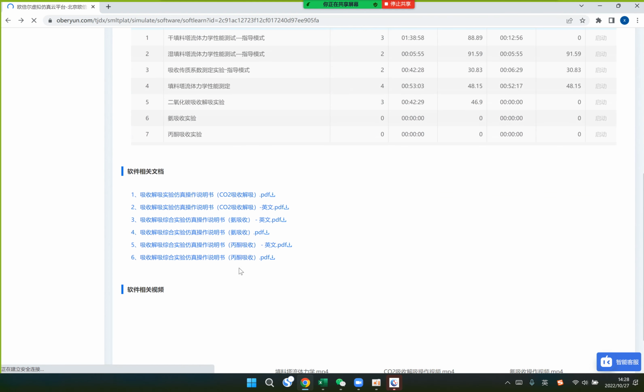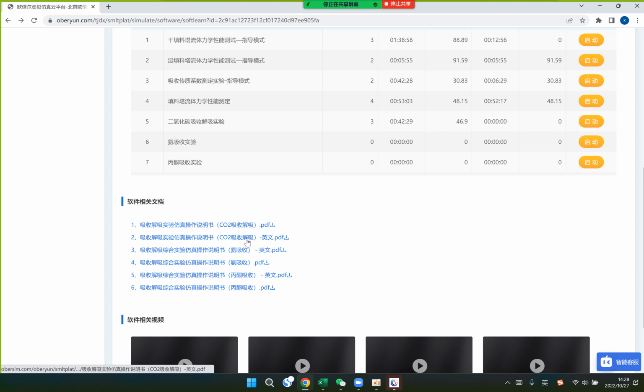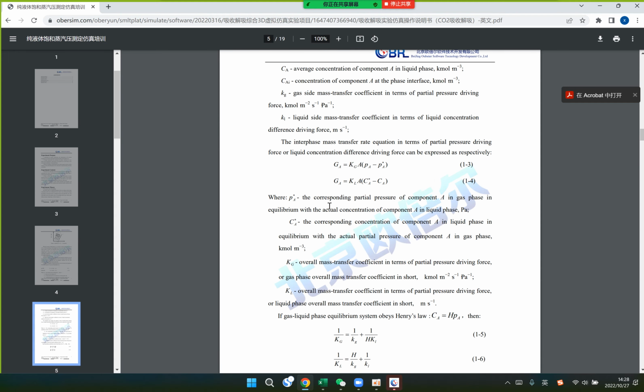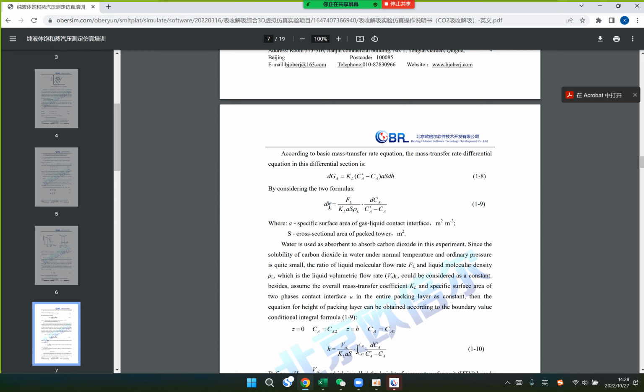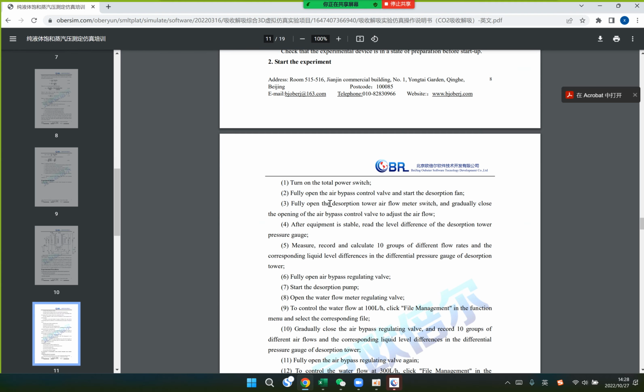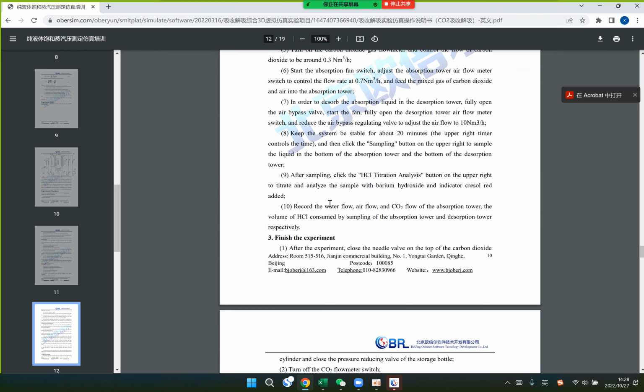The second one is for the carbon dioxide, English version. So you may follow the steps and follow the calculation procedures in this file, the second file. You may see here are some purposes, something for the theory, and the most important thing is for the calculations actually. You may find the details for the calculations here.